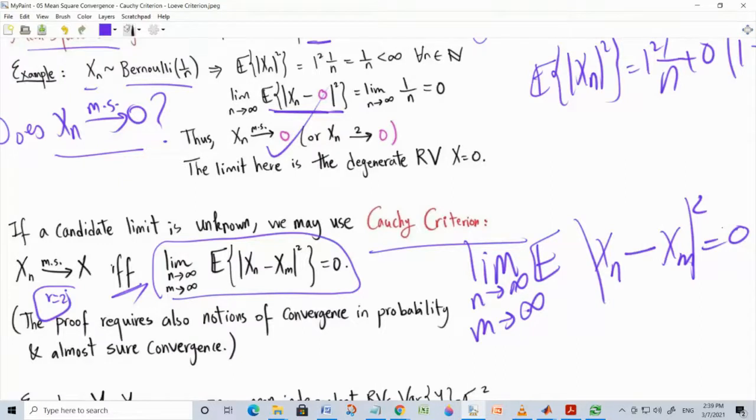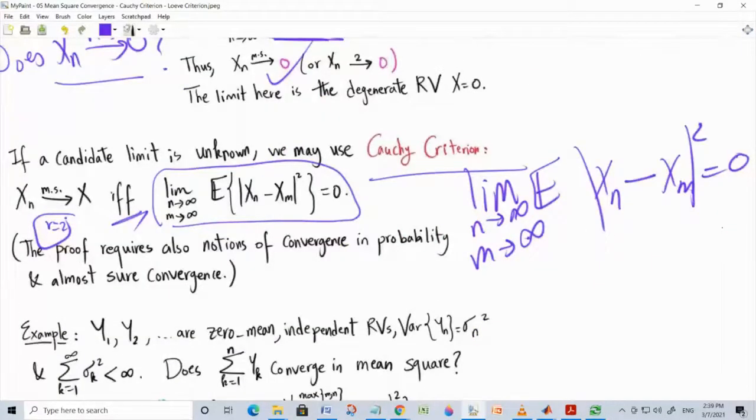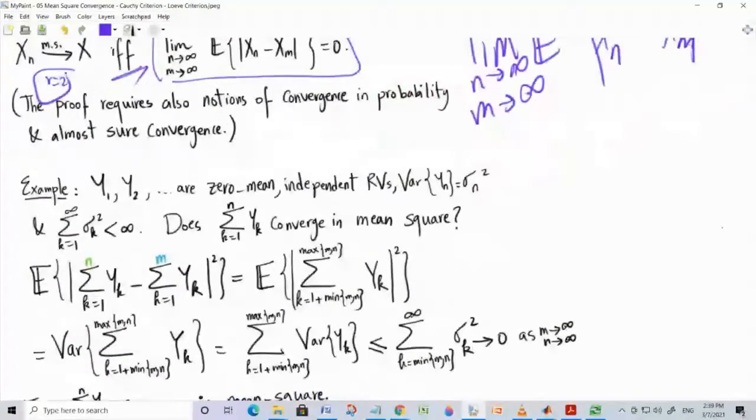Now, the proof of the Cauchy criterion is a bit advanced, and it actually requires that we study the other notions of convergence. Perhaps it's one of those things that we revisit at the end of the semester if we have time. Okay? But let's apply it.